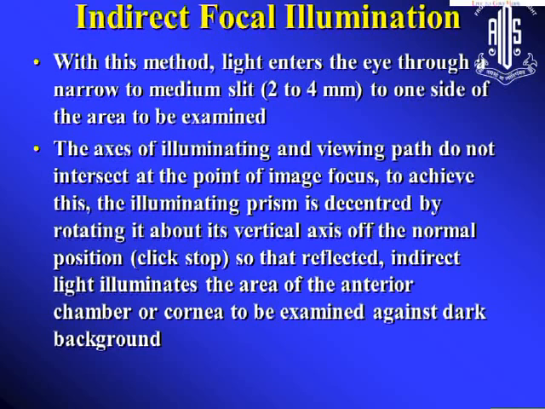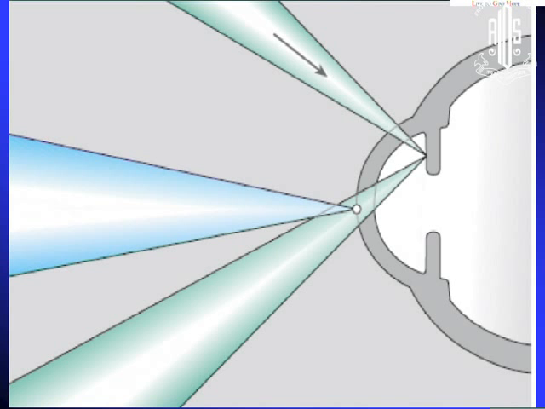Indirect focal illumination: in direct illumination, whatever area you are examining, that same area is focused with the illumination system. Now with indirect illumination, the light enters the eye through a narrow to medium slit to one side of the area to be examined. Here you are not throwing light where you have to examine the area. The light will go behind that and get reflected, and from that you will see it off axis. For this examination you have to dismantle the alignment of the illumination system and the observation system. So there is a knob for that.